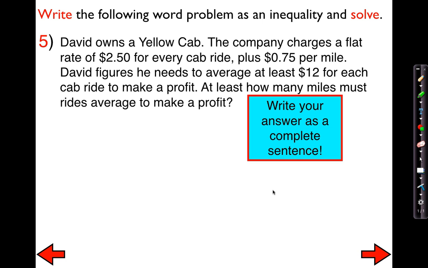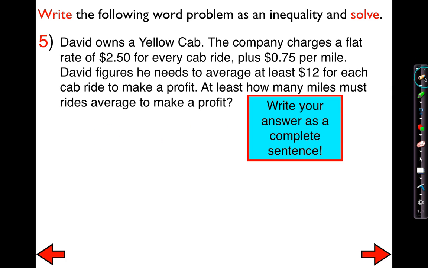Okay, for number 5, it says, David owns a yellow cab. The company charges a flat rate of $2.50 for each cab ride, plus 75 cents per mile. David figures he needs to average at least $12 for each cab ride to make a profit. At least how many miles must rides average to make a profit?